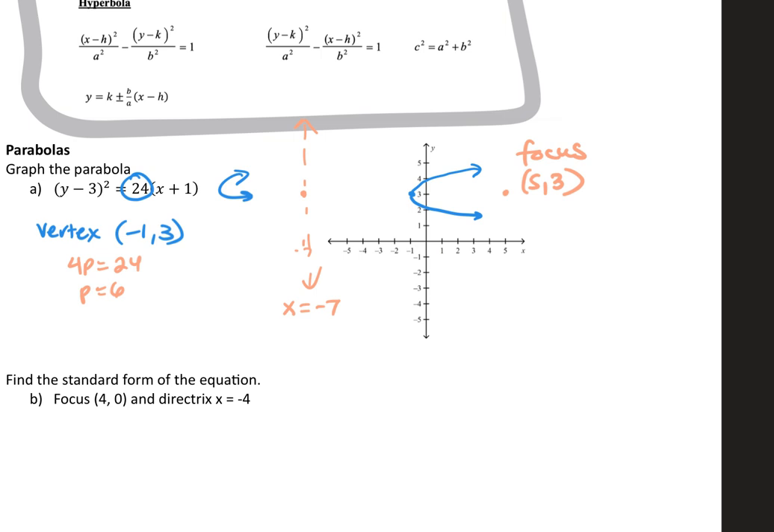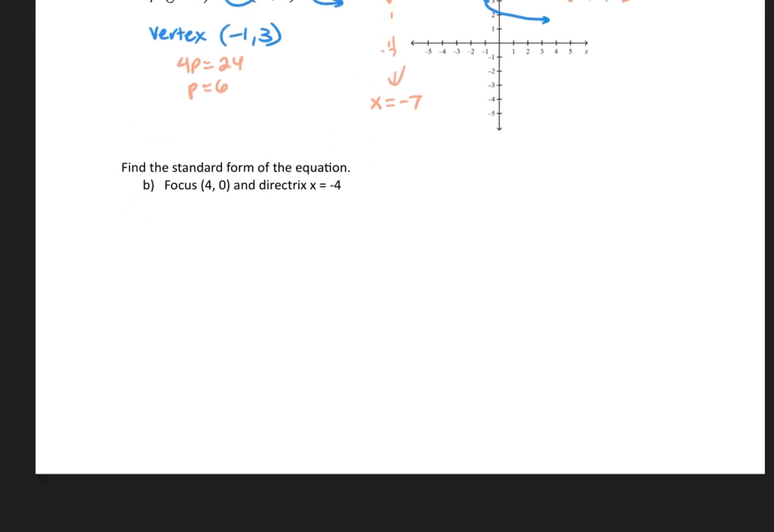Okay, B, find the standard form of the equation. So now we're working backwards. Sarah, I have a quick question about this last one. Do you just eyeball the parabola, or do you have to figure out the actual shape? You mean the narrow or wide? Yeah. It's not going to matter the narrow or wide on your multiple choice. If you wanted to get an exact one, you'd have to plot points.